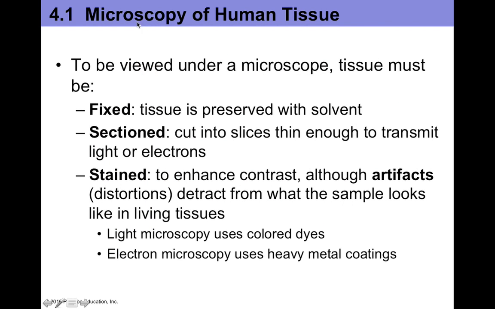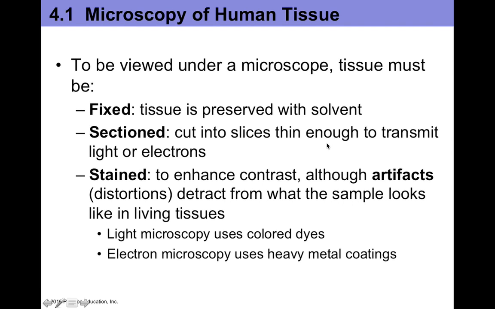Then when we go to study tissues, we can use microscopy. So to view these tissues under a microscope, the tissue has to be fixed. And by fixed, we're saying that it's preserved with a solvent like formaldehyde. And this basically helps to keep the molecules in place and also prevent decay and possibly even bacterial infection of that particular tissue.